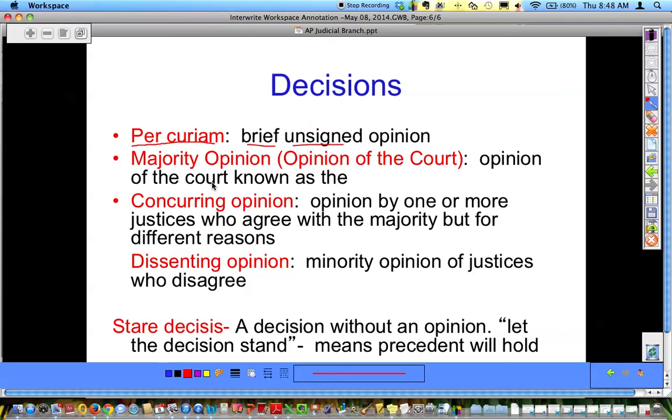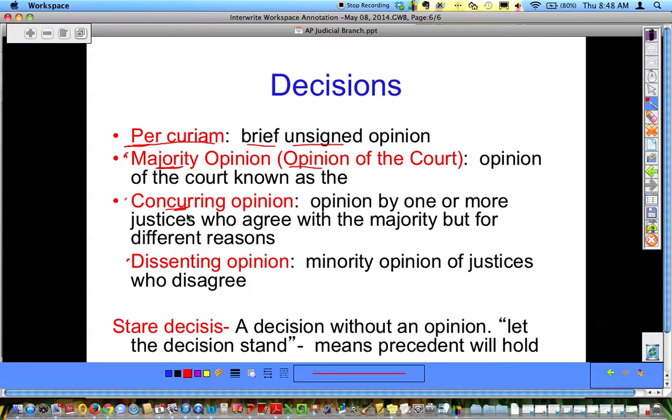Unsigned means it's not going to be precedent holding for a long time. So per curiam, if you ever hear of that, that's just what that means. These next ones are the big ways that you can vote. If you are in the majority, say the 5 in the 5-4, that is known as the opinion of the court, and that will be the one that will carry the weight. The majority are those who agree with the ruling of the case, so they sort of won the case.